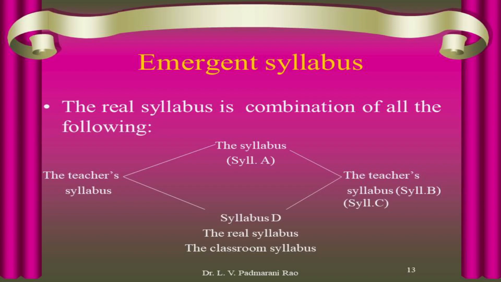The real syllabus is a combination of syllabus A, which is the document that is made; the teacher's syllabus, which is B; the syllabus of various students and their expectations, which could be called C1, C2, C3, C4, C5, depending upon the number of students present; and syllabus D, which is the actual classroom syllabus that is executed. This is the real syllabus going on in the classroom, which might be quite different from the syllabus document, the teacher's syllabus and the student syllabus. A combination of everything is what happens in the classroom.